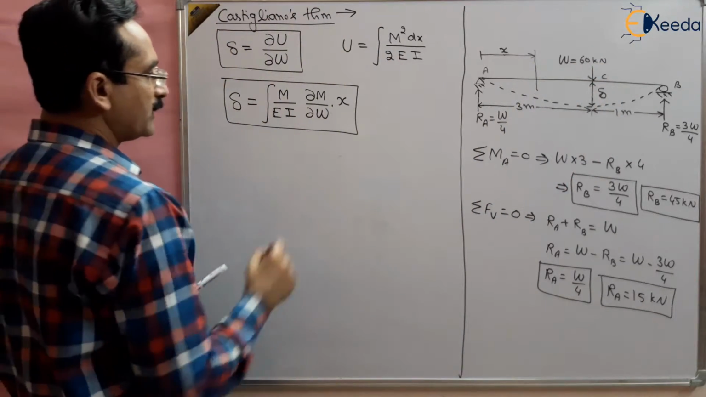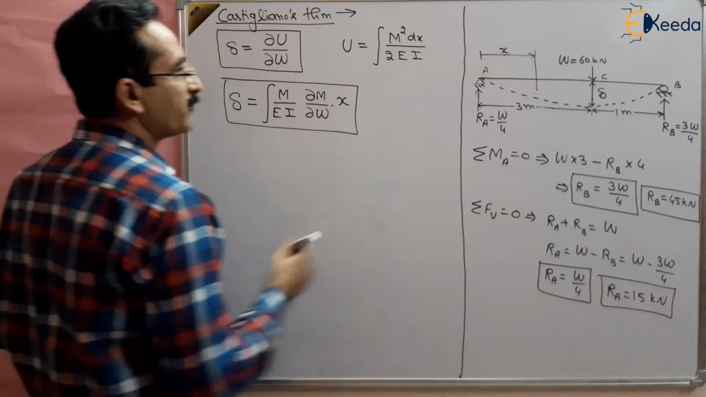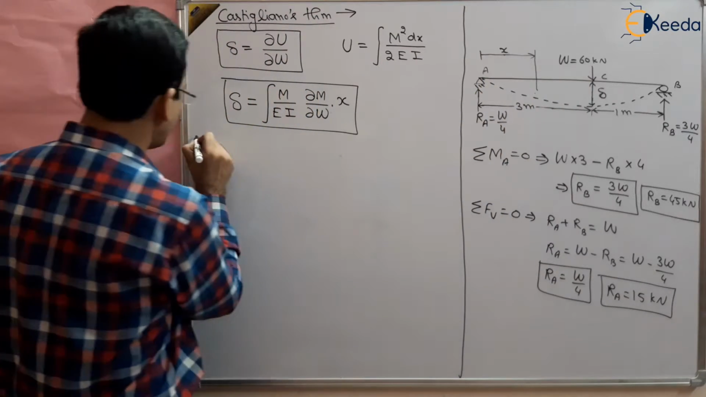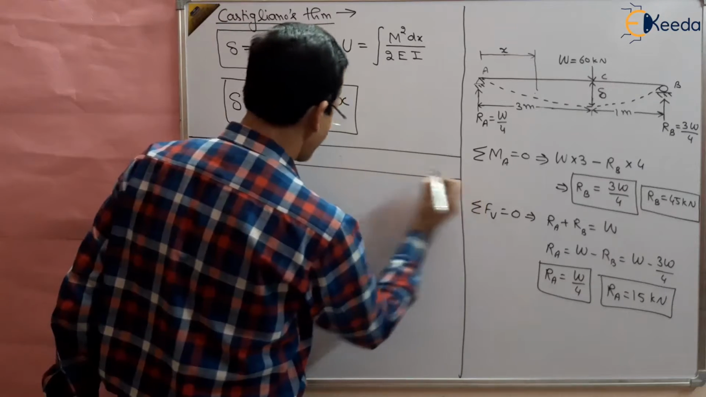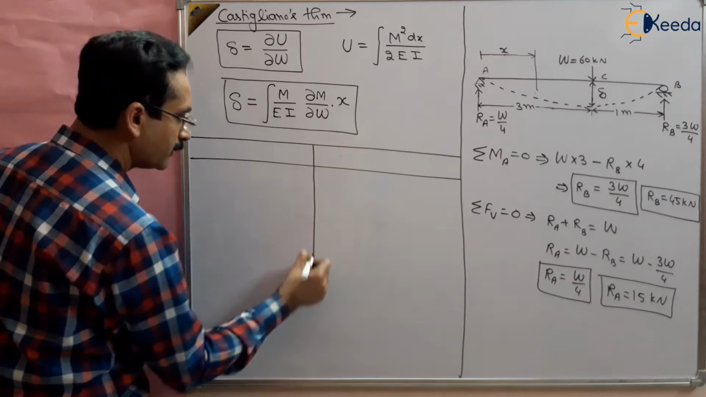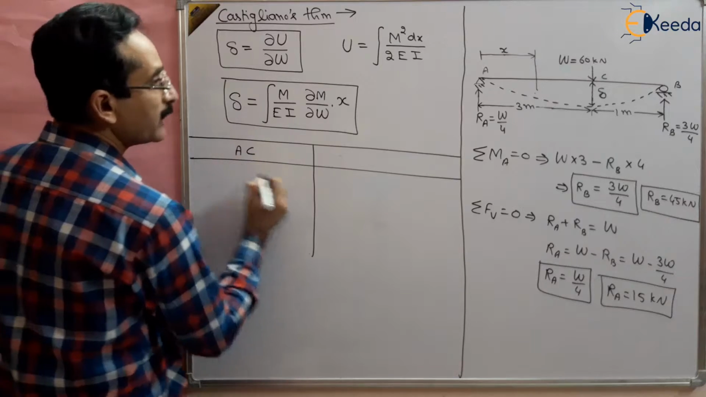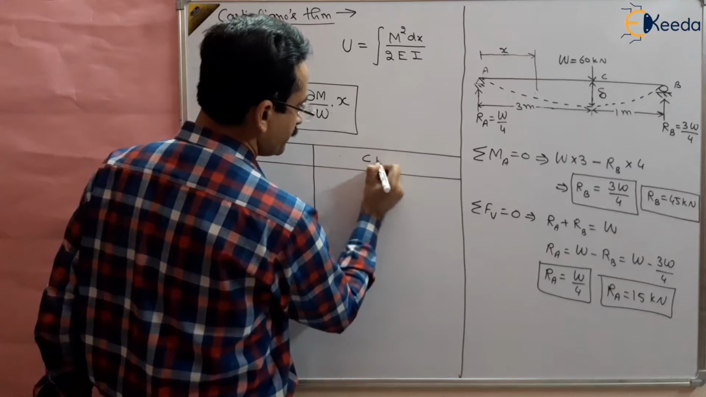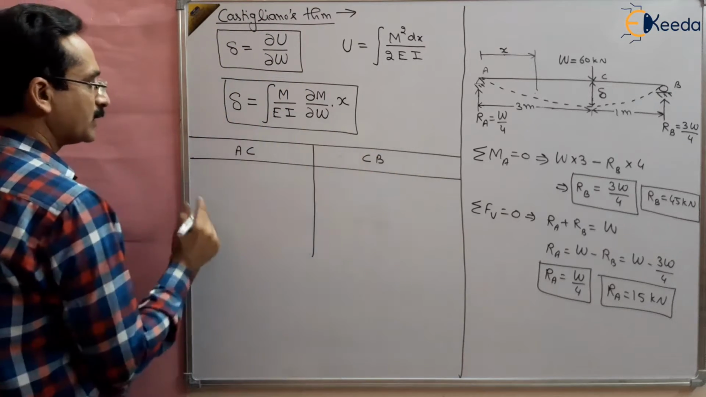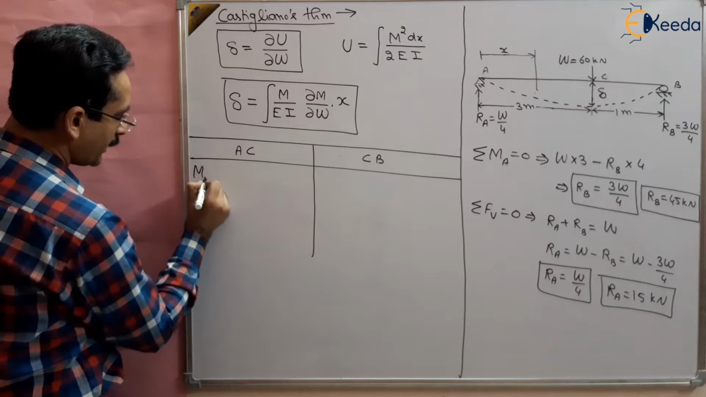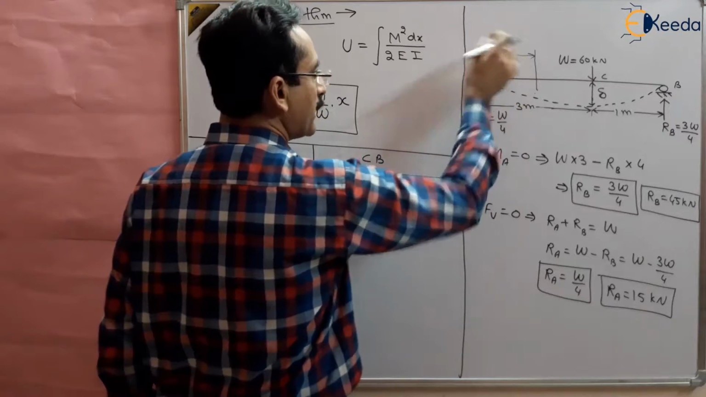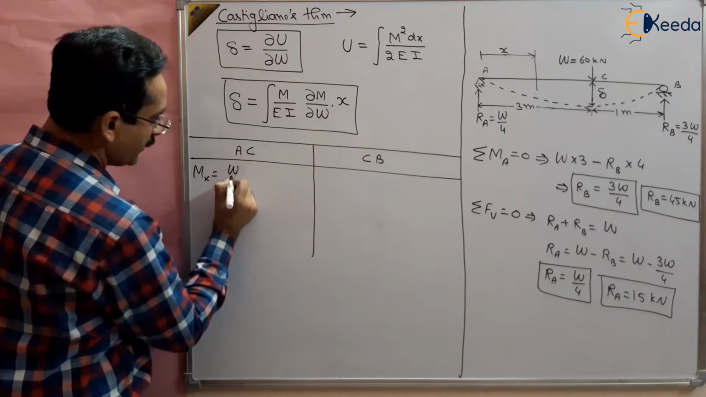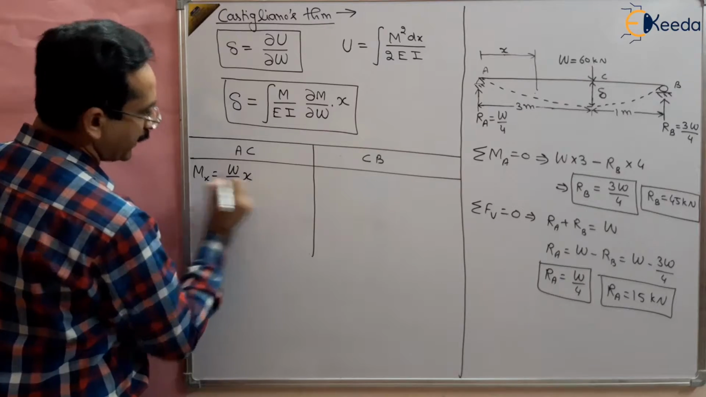So now we can divide it into two parts. One is between A and C. So if I divide it into two parts, the bending moment is to be divided into two parts. This is for AC and here it is CB. It is valid for AC, it is valid for CB. What is the bending moment Mx when I am taking a section here? This is W by 4 multiplied by X, right?